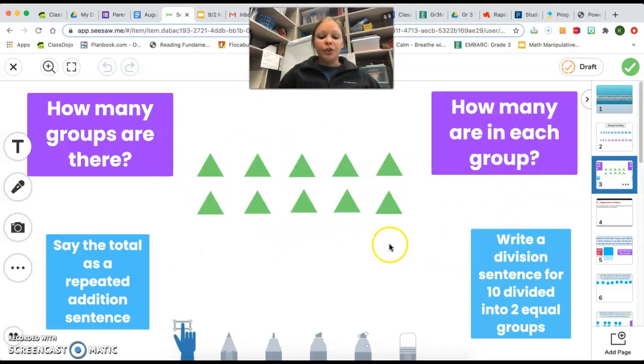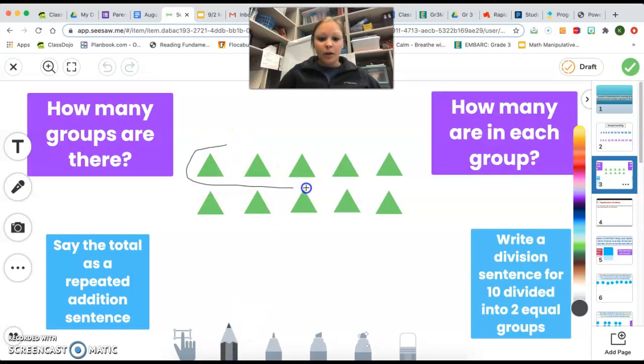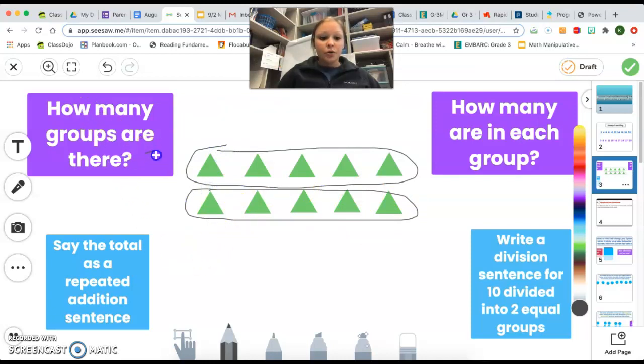Now we're going to do a little review. So here I have an array of triangles. How many groups are here? Well, I have 2 rows, so we're going to say those are groups. So I have 1 group of triangles and 2 groups of triangles. So there are 2 groups of triangles, and I'm just going to write that here. How many are in each group? There are 1, 2, 3, 4, 5 in this group, and I know since they're equal groups that there's also going to be 5 here. So there are 5 in each group.